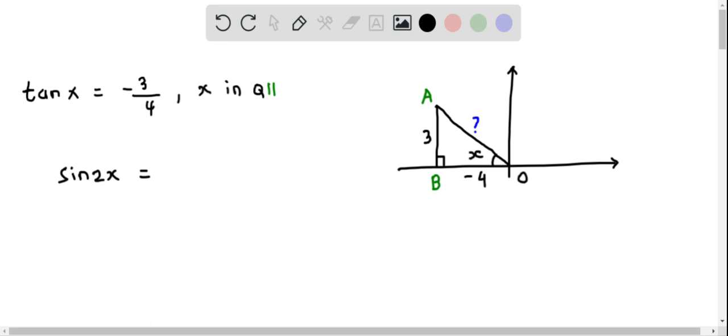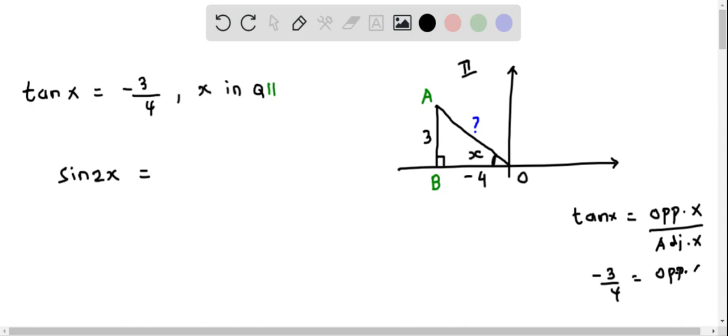Also, x terminates in quadrant 2. I have constructed this right triangle with x terminating in quadrant 2. This is basically quadrant 2. Since tangent x is negative 3/4, this is the angle x, and tangent x is opposite side to adjacent side according to SOH CAH TOA. This is opposite to x over adjacent to x. So it is given as negative 3/4, and this equals opposite to x over adjacent to x.